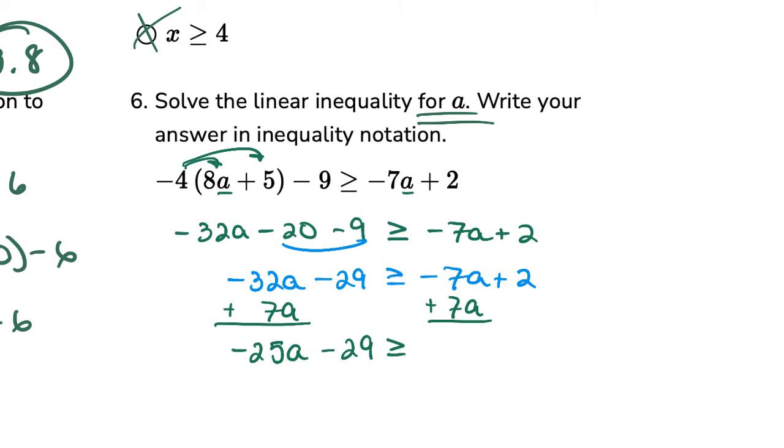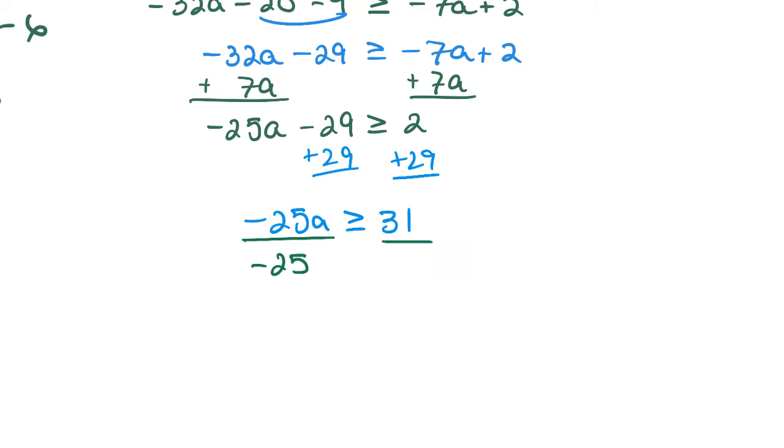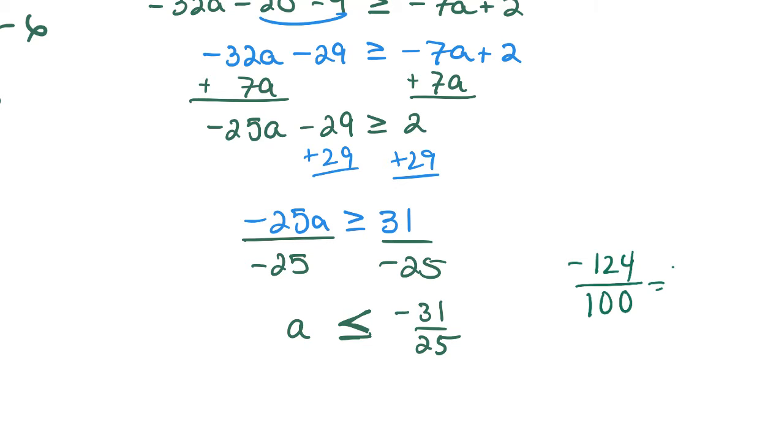Oops, that 7a is gone, so it's just 2 over there. So we are down to now just 2 steps. Let's add the 29. Negative 25a is greater than or equal to 31, and we'll divide by negative 25. When we divide by a negative, we've got to flip the inequality, and we get negative 31 over 25 here. Okay, and we just leave it as that messy fraction. As a decimal, that's negative 124 over 100, so negative 1.24 would be the decimal.